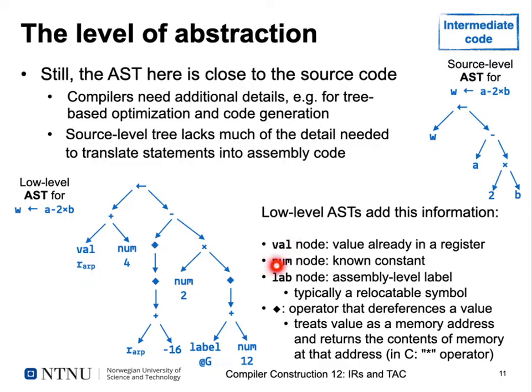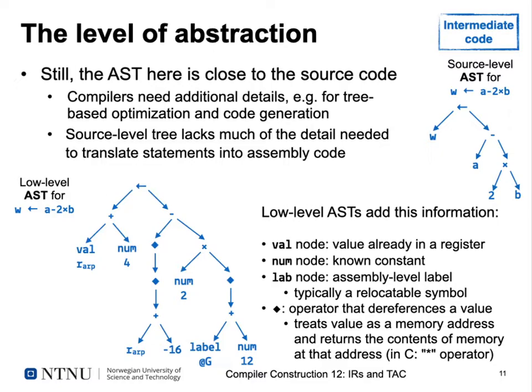We may have number nodes. Number nodes are known constants, which we might use immediately in code generation as immediate machine language operands. And then we can have additional nodes like lab or label nodes here. These might indicate an assembly level label, which would generate a relocatable symbol in our linker later on.